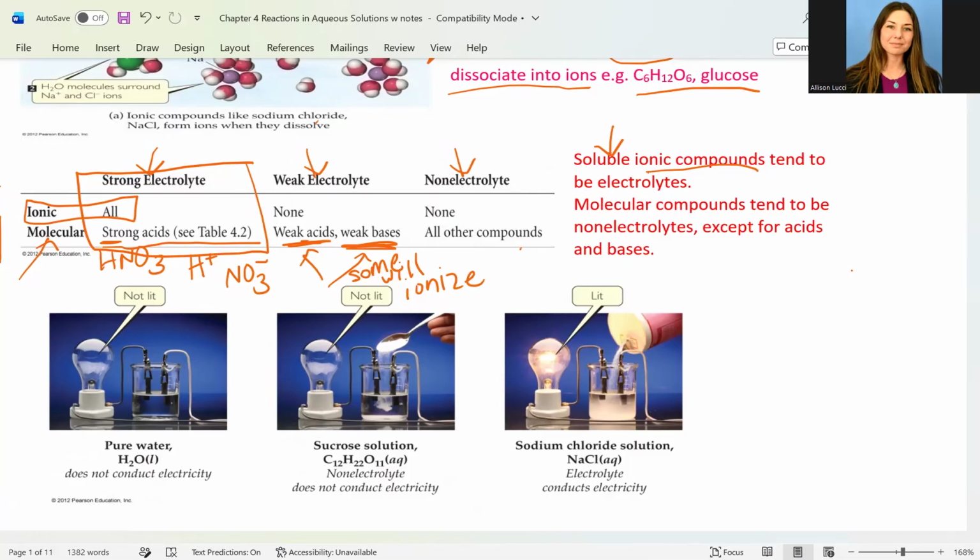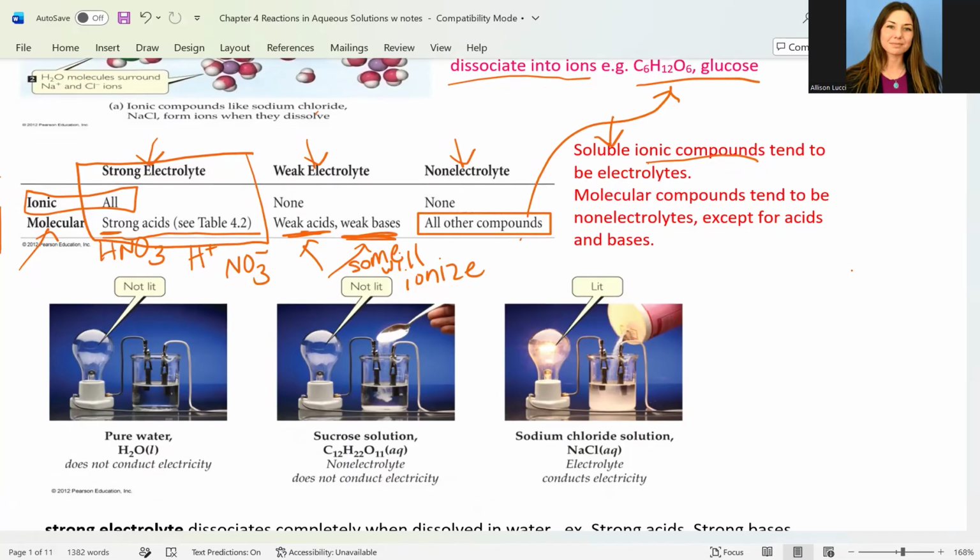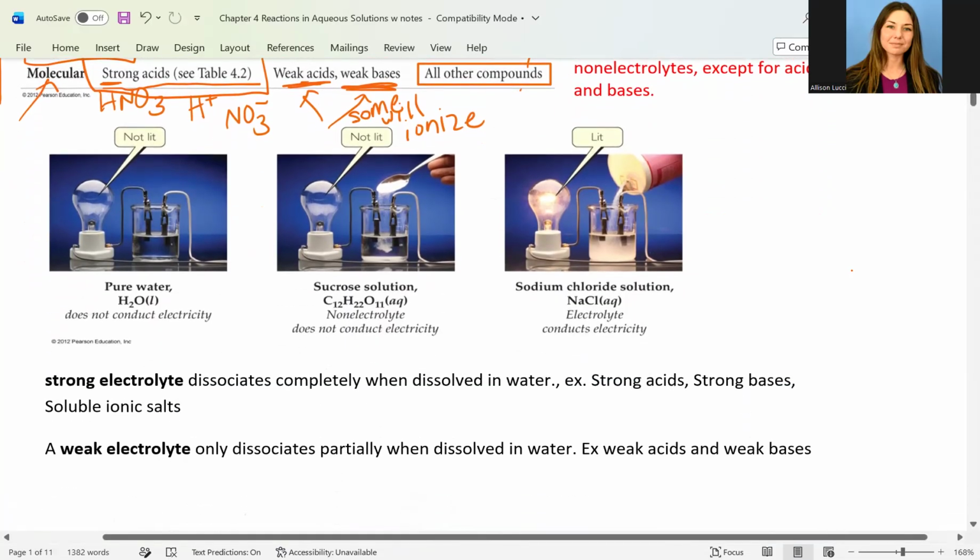And then anything that's a molecular compound that's not a strong acid, strong base, weak acid, or weak base. So all other molecular compounds, like glucose, or methanol, or even sucrose, table sugar, would be non-electrolytes and would not ionize at all. So we'll review how to classify these different types of compounds.